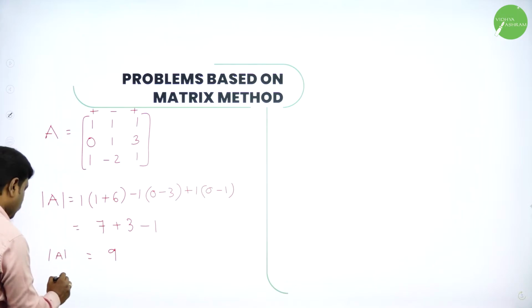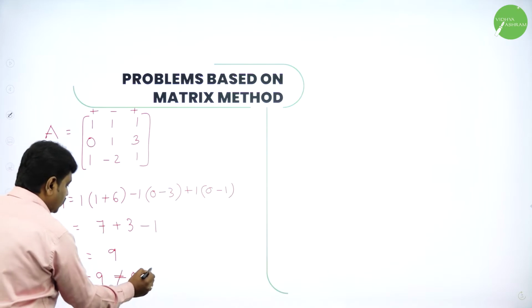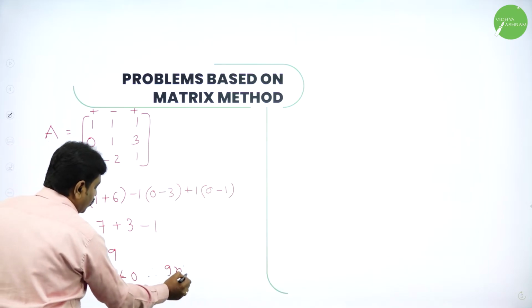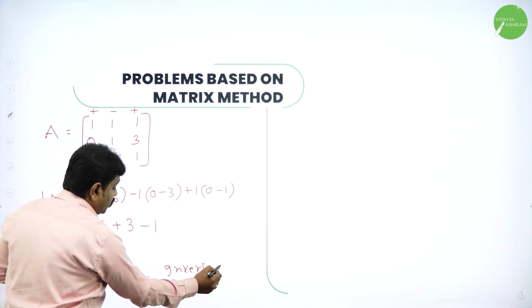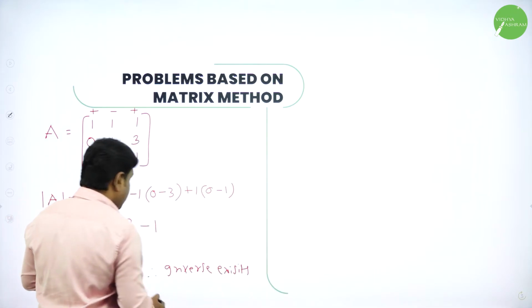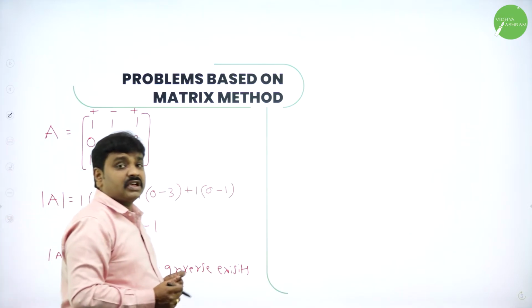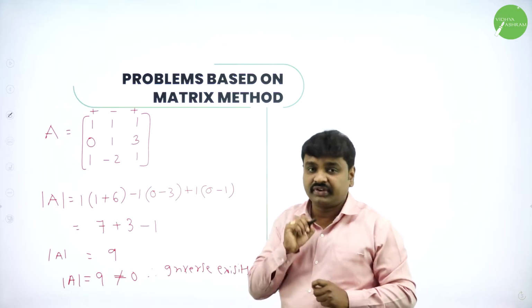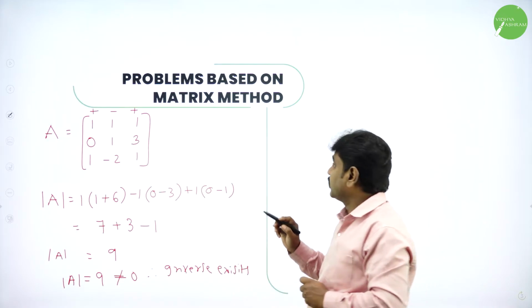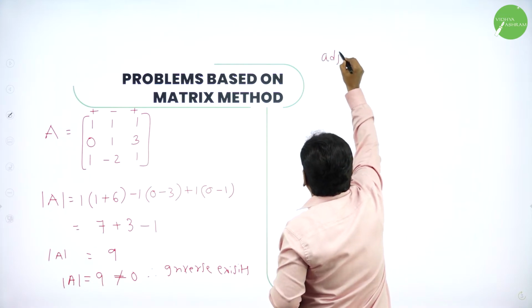You got determinant A is 9, which is not 0. So therefore the inverse exists. All of you know the inverse exists if and only if the determinant is non-zero. If the determinant is 0, the inverse does not exist. All of you know how to expand this 3 cross 3 determinant. So now we need to find the adjoint. In order to find the adjoint of A, I'll go directly to it.